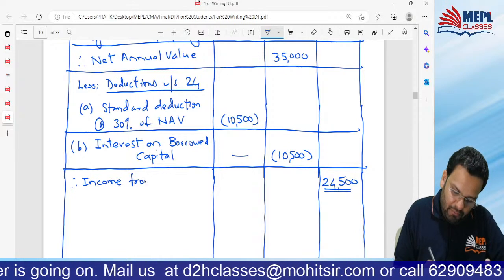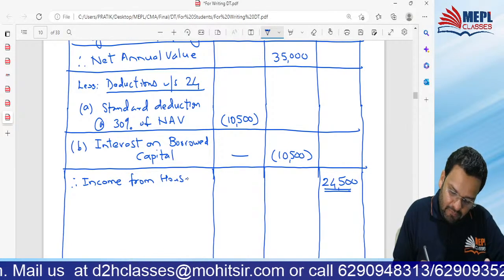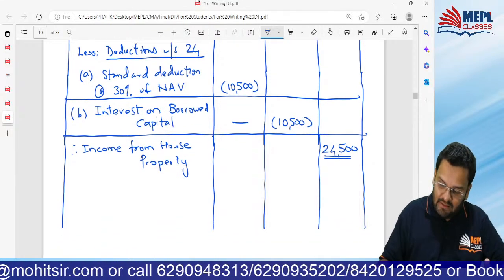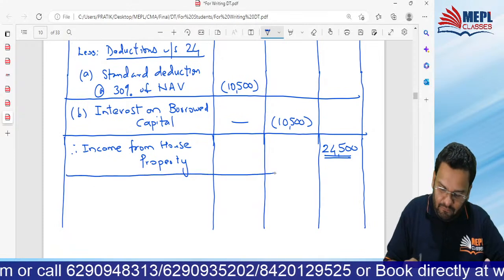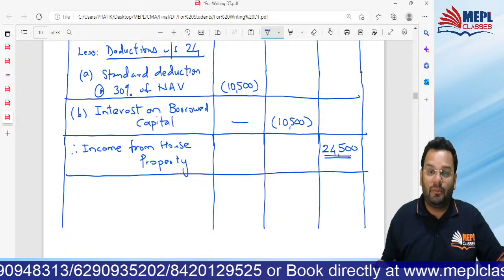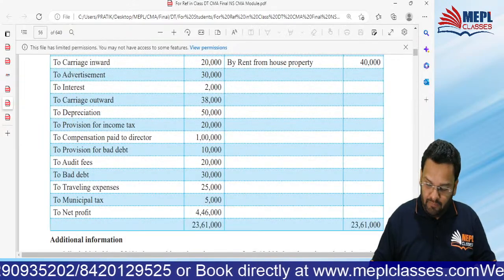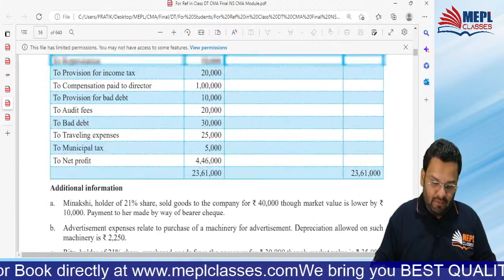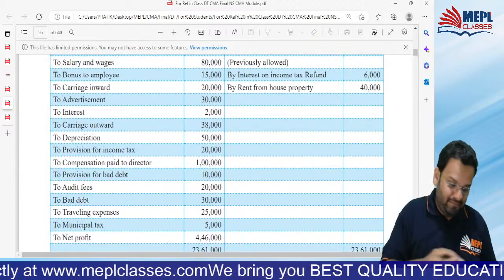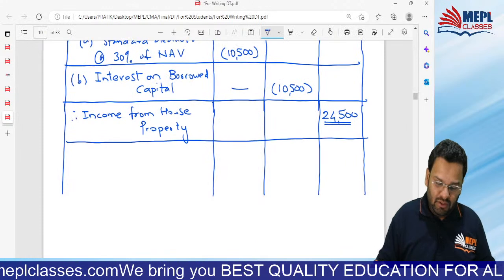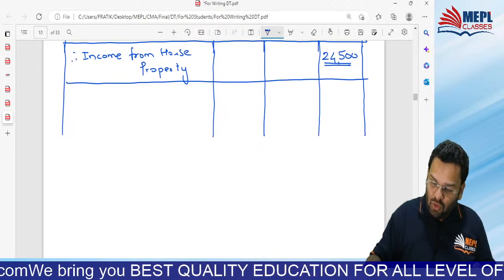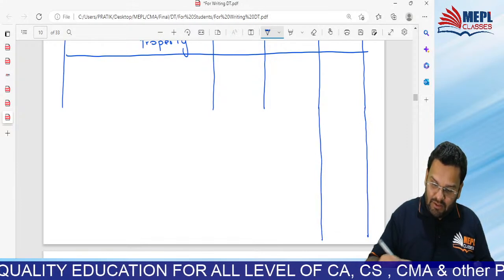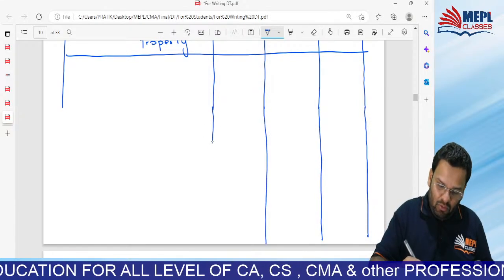Income from house property. Yes, 24,500 is your income from house property. Let's check whether it is correct. Yes, both ways, 24,500. Let's go ahead.